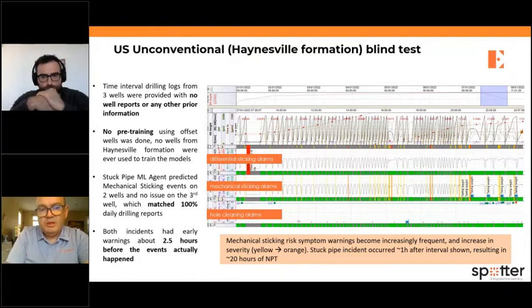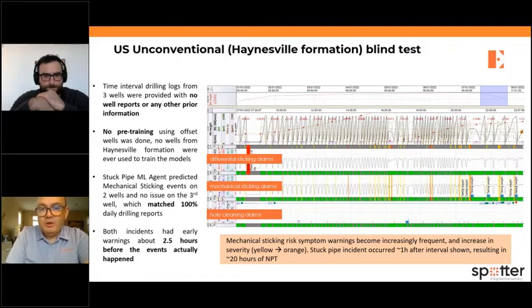So basically what they did is they said, well, we want to test it first, and to do this, we're going to give you free wells, just only time logs, and we're going to cut them before an incident, so that you cannot reverse engineer the alarms, which of course we never do, but people are worried that it can happen, right?